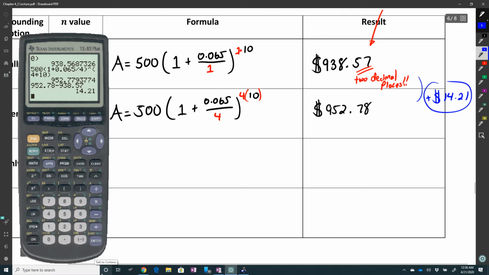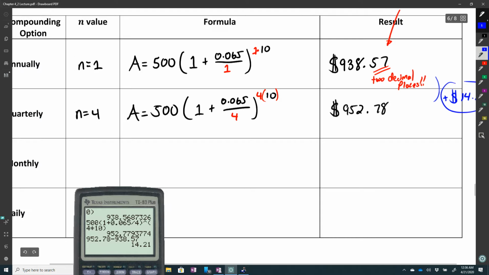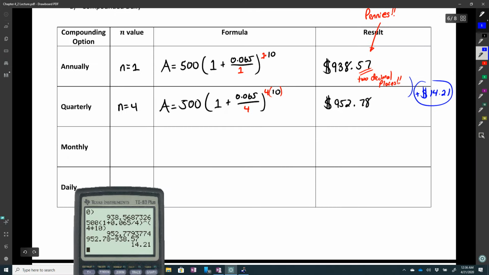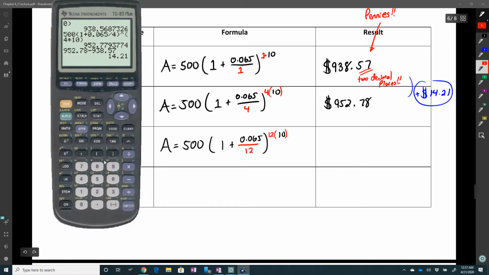That's kind of good. Not really after 10 years, that's kind of nothing, but now if it was monthly, I have A is equal to 500 times 1 plus 0.065, and now all that changes is the number on the bottom becomes a 12. So 500, and you think, oh, if instead of doing it once a year you do it 12 times a year, you should get a lot more money. It turns out you don't.